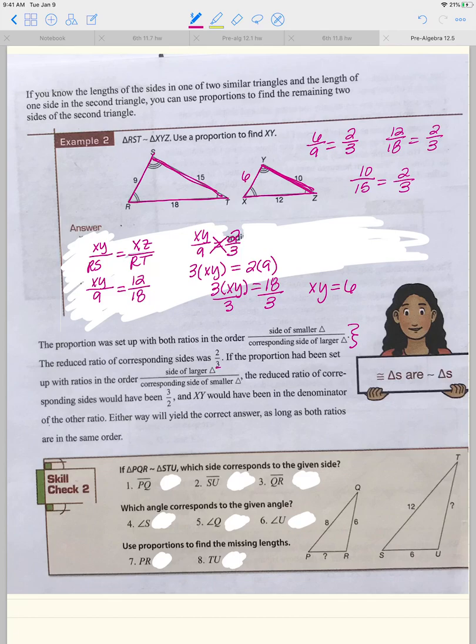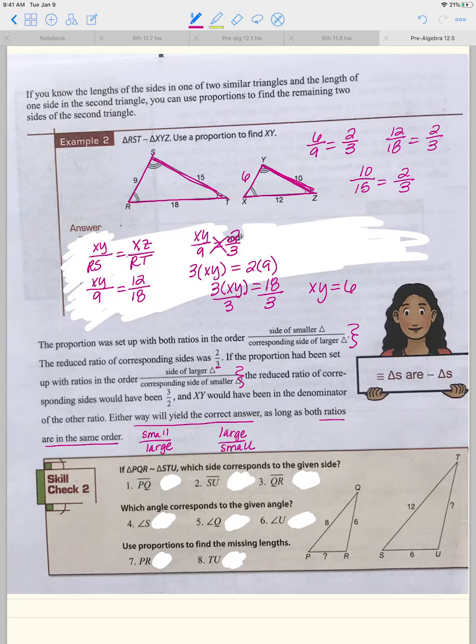If the proportion had been set up with ratios in the order side of larger over corresponding side of smaller, the reduced ratio of corresponding sides would have been 3 to 2, and XY would have been in the denominator of the other ratio. Either way will yield the correct answer, but the key, you guys, is that you have to keep both ratios in the same order. If you're going to do small to large, you have to keep all of your ratios small to large. You can do large to small, but you have to keep all of your ratios large to small. You can decide.